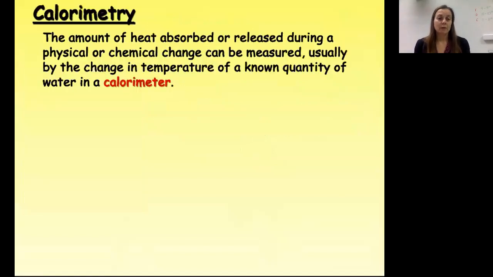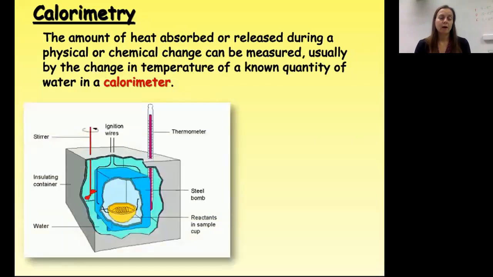So when we do calorimetry, we use a calorimeter. We usually measure the change in temperature of a known quantity of water in a calorimeter. Sometimes we measure the change of the calorimeter itself. We have two main kinds of calorimeters. We have one that looks like this that's called a bomb calorimeter. And in a bomb calorimeter, it's at a fixed volume, and so it is not necessarily a fixed pressure.